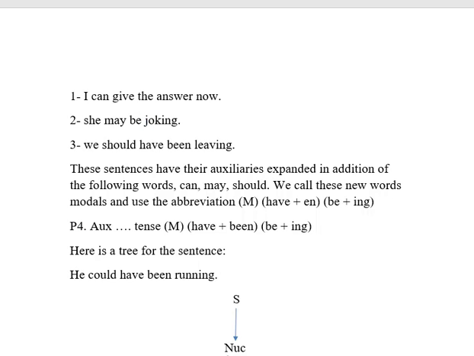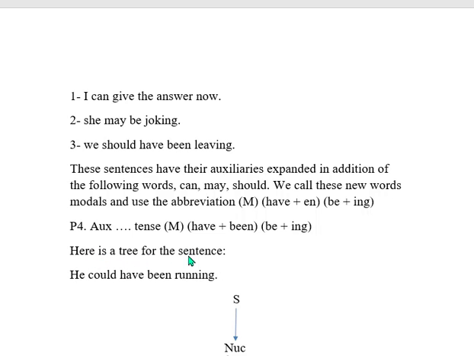That means in any sentence there is a modal before the main verb. You put it before the main verb in a sentence. Modals, and use the abbreviation M for the modals. Have plus en, be plus ing. Phrase structure for auxiliary: tense, modals, have plus en, be plus ing.